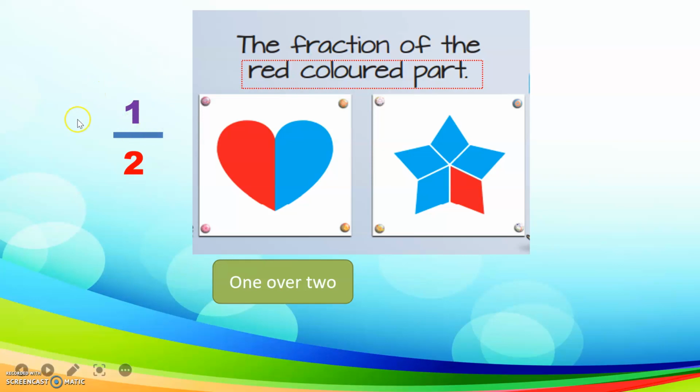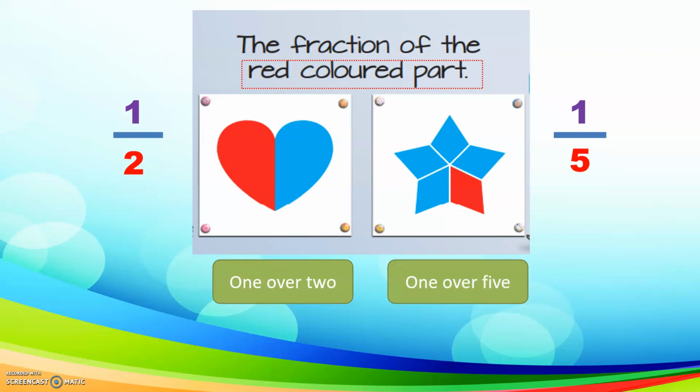Now, you can represent the fraction in numerals and in words. We should write 1 over 2. The second one. Okay, we should find the red color part. How many red color parts are here? 1. The numerator will be 1 over all the parts here. 1, 2, 3, 4, 5. There are 5. We read the fraction as 1 over 5.